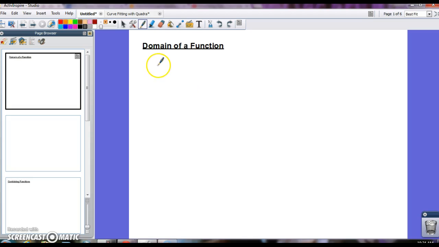For example, if I have f of x is equal to 2x plus 1, you should look at that and be able to say, well, I know that's a linear function, and I know that there are no restrictions on linear functions whatsoever, which tells me that my domain can be anything, so it would go from negative infinity to positive infinity.